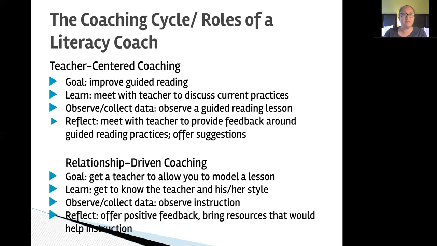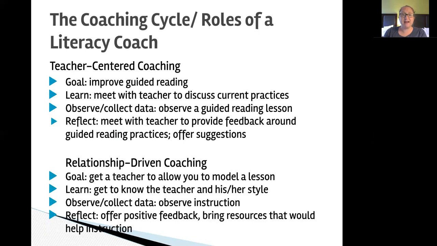So your learn phase would be to meet with the teacher and talk about, what do you do for guided reading? Hearing it from the teacher, not you defining it for them. You're learning, right? So you're asking questions. Then you move on to observe or collect data. So that's when you go and observe a guided reading lesson and you take some notes down about what you see, all in relation to the goal. You're never going to collect data that is not related to the goal, even though that can be tempting sometimes.